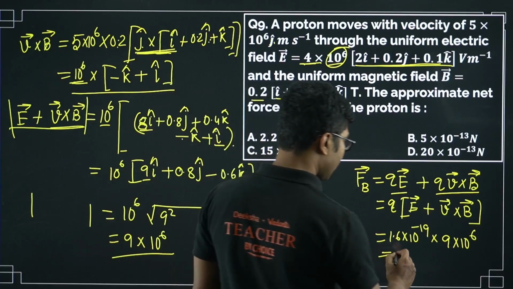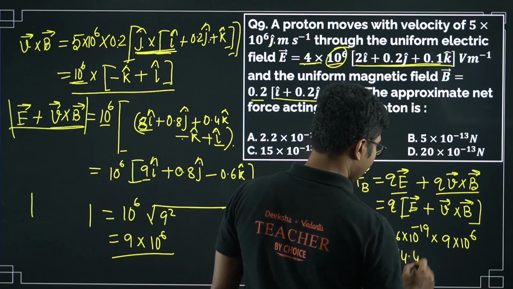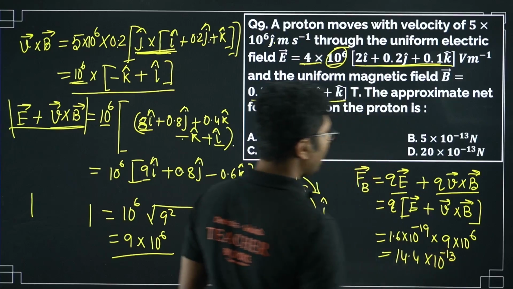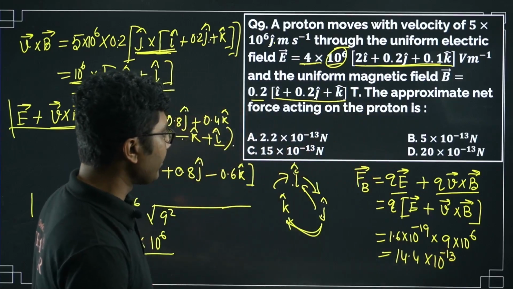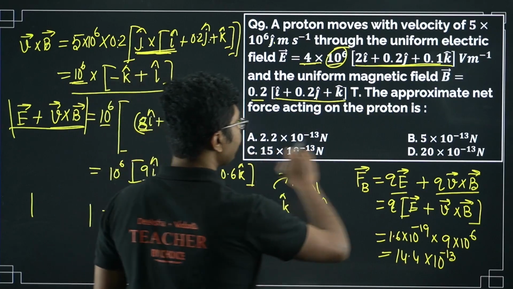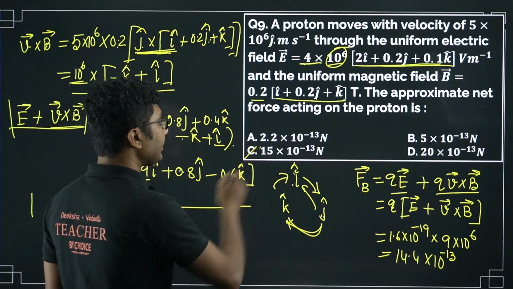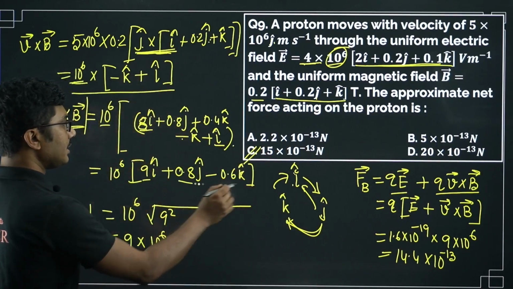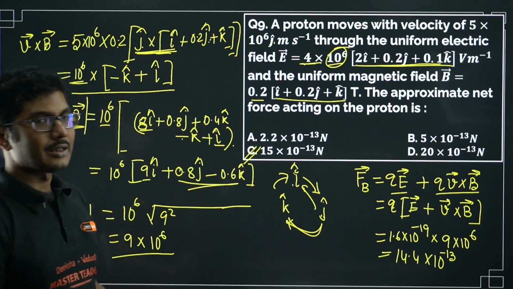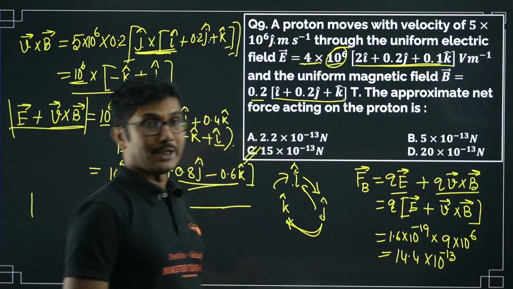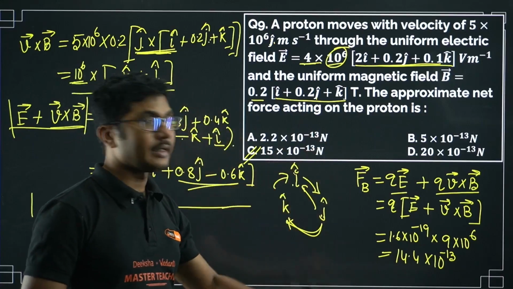So it will be 14.4 into 10 to the power of minus 13. Okay, 14.4 into 10 to the power of minus 13. So if you see all the options, which one is correct? Obviously option C. If you have included these two values, it would increase slightly more from here and you would get this to be 15. Okay, so this is the approximate method.